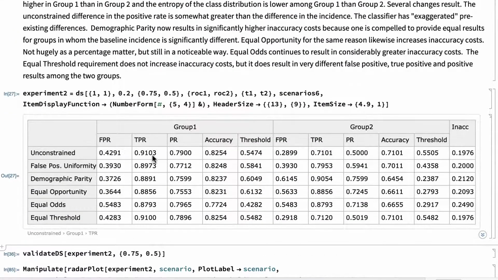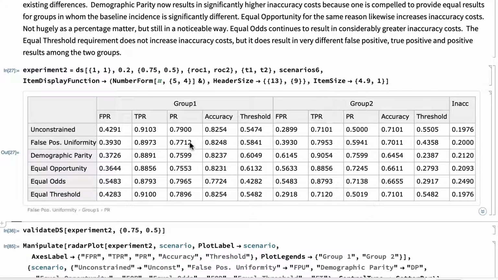So what we see is, again, accuracy greater among group 1 than group 2. We see some significant differences in the threshold, except when we force it to be equal. We see that the true positive rate for group 1 is higher than it is for group 2, except when we force them to be the same, as in equal opportunity and equal odds. And we see that the false positive rate varies, doesn't it, from case to case here.